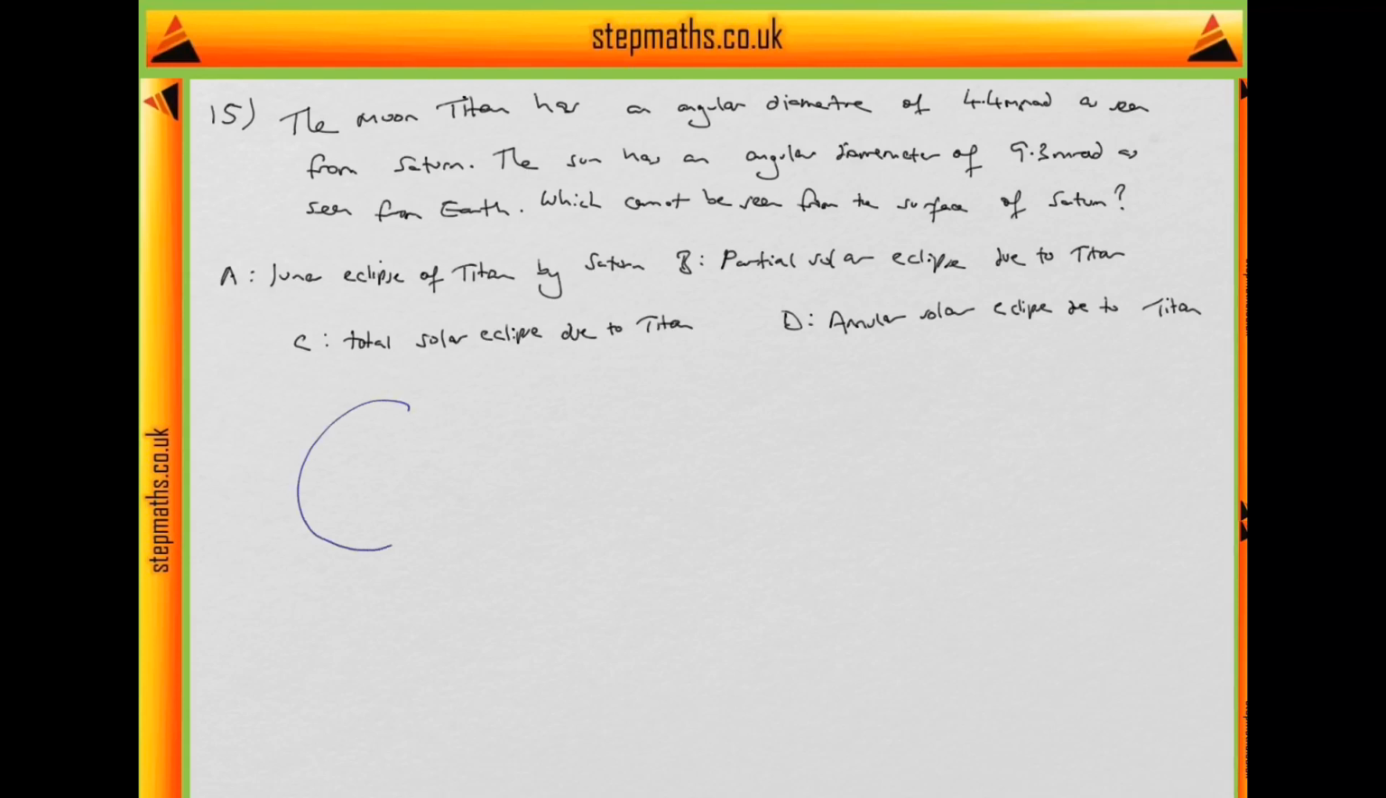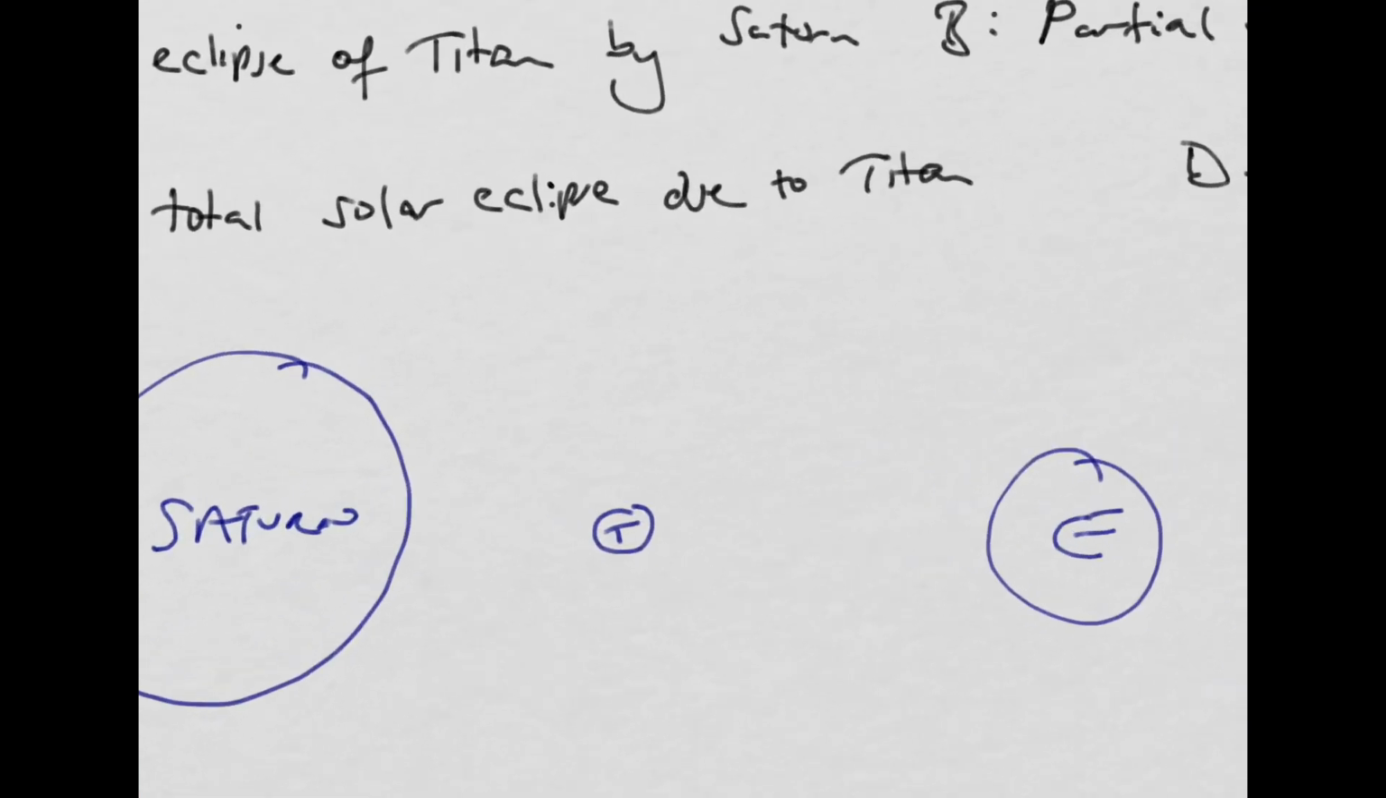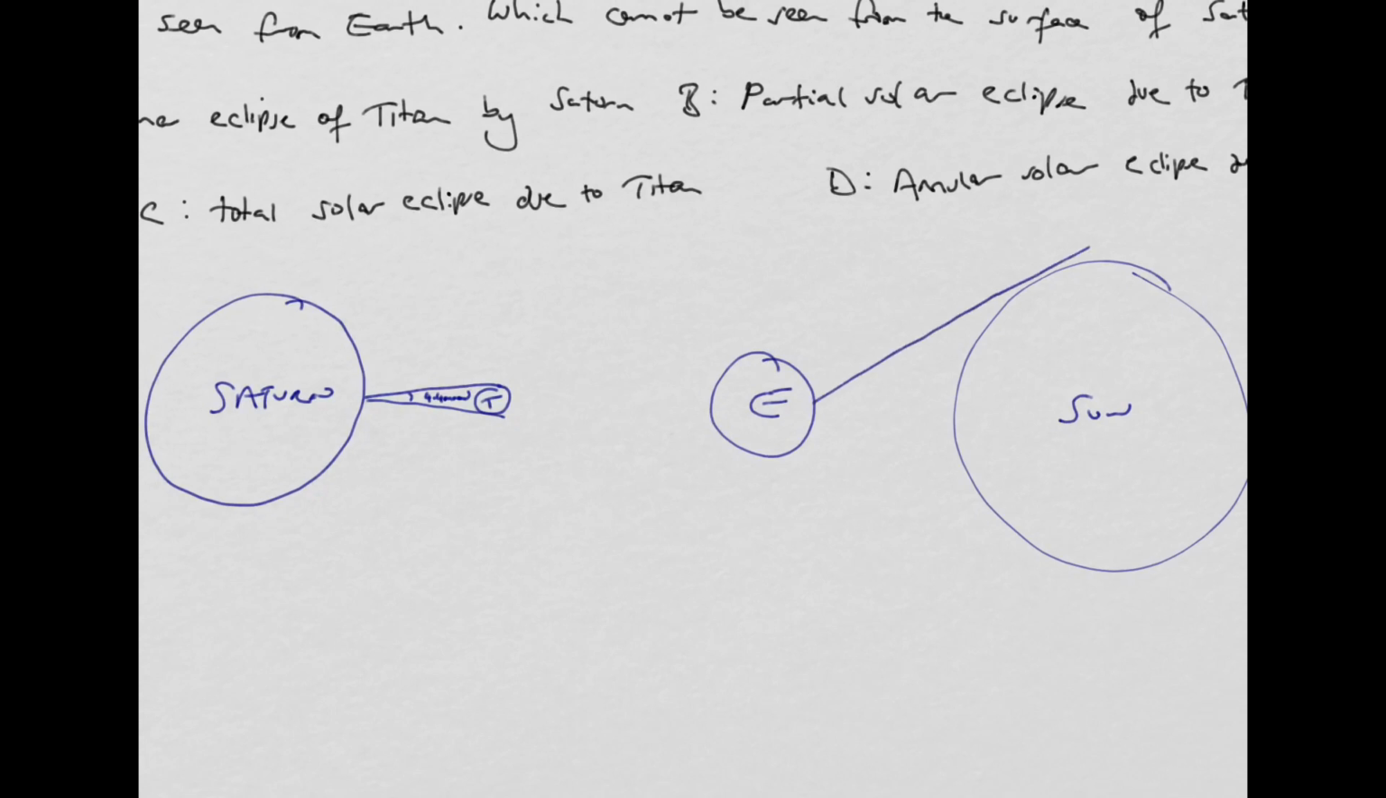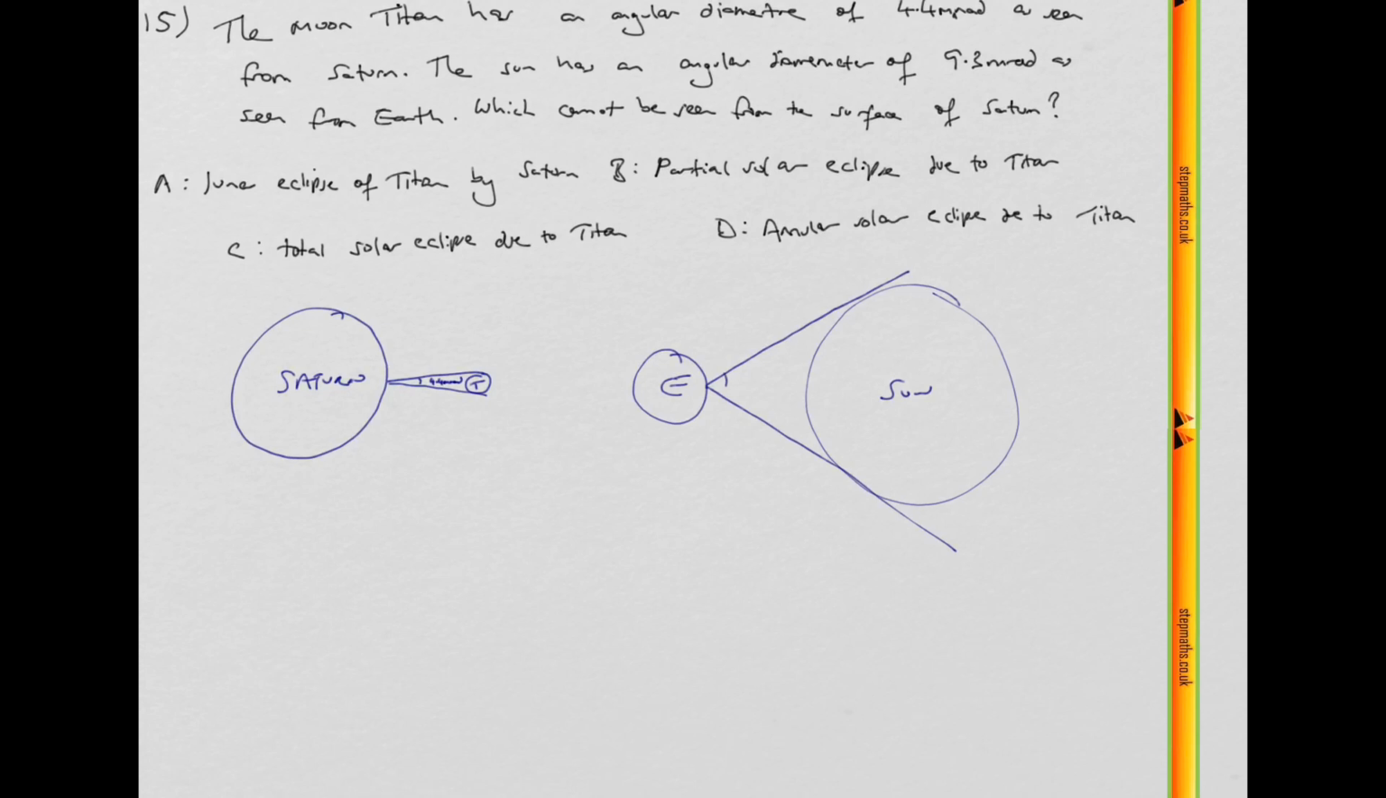So let's start by drawing Saturn here, and then Titan, one of its moons. This is not to scale, by the way. And then here's the Earth, and then here's the Sun. Okay, so an angular diameter is essentially this angle here. If we were to draw a line from here to the edge of Titan, this angle subtended will be the angular diameter. So it's 4.4 milliradians. And similarly, from Earth to the Sun would be 9.3.